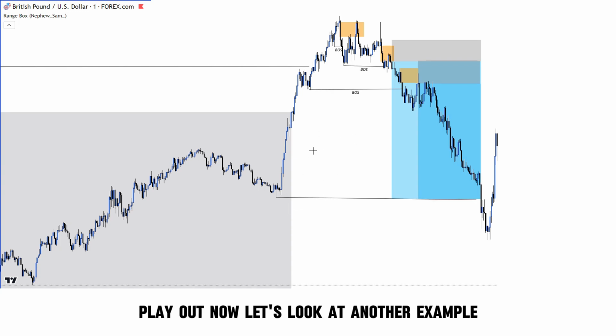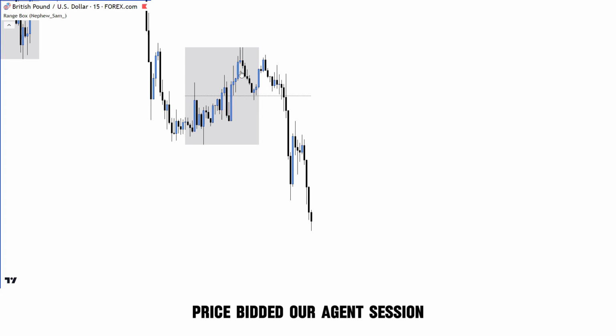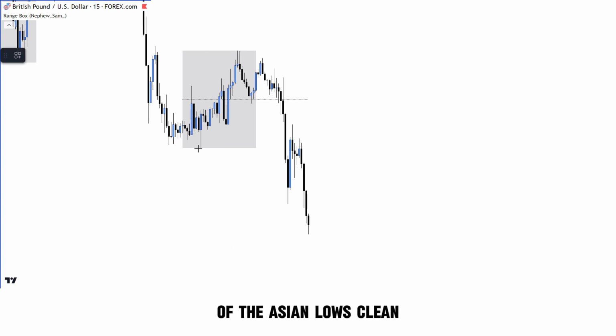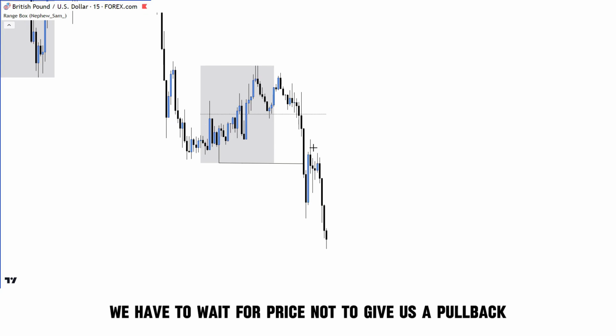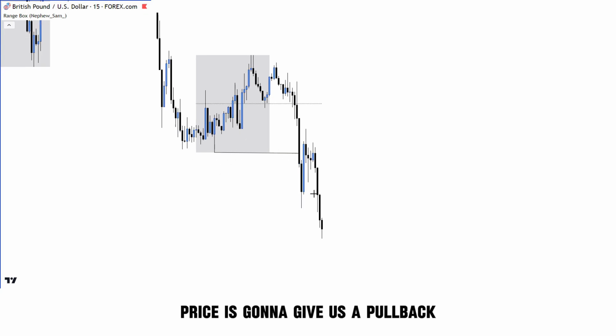Now let's look at another example. As you can see, price built our Asian session and then price pushed lower and then gave us a breakup structure of the Asian lows. Clean. Now we're not just gonna start chasing price. We have to wait for price now to give us a pullback, right? After every breakup structure, price is gonna give us a pullback.